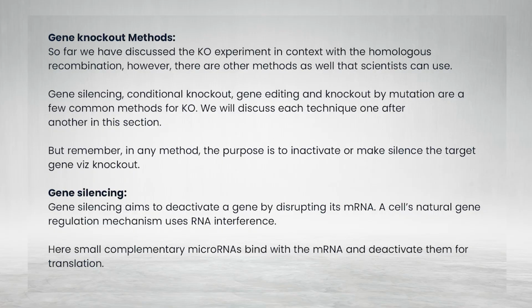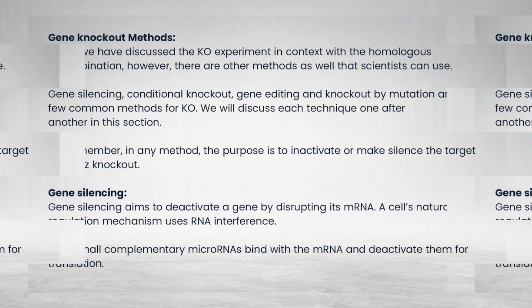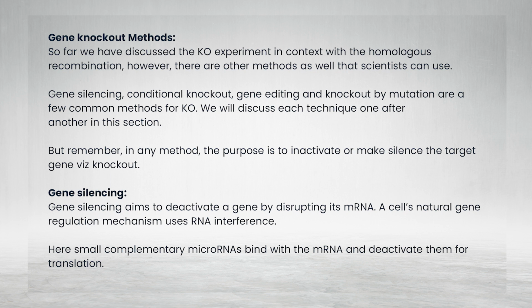Moving on further, let us look at gene knockout methods. So far we have discussed the KO experiment in context with homologous recombination. However, there are other methods as well that scientists can use. Gene silencing, conditional knockout, gene editing and knockout by mutation are common methods. We will discuss each technique one after the other in this section. But remember, in any of the methods, the purpose is to inactivate or silence the target gene, that is, knockout.